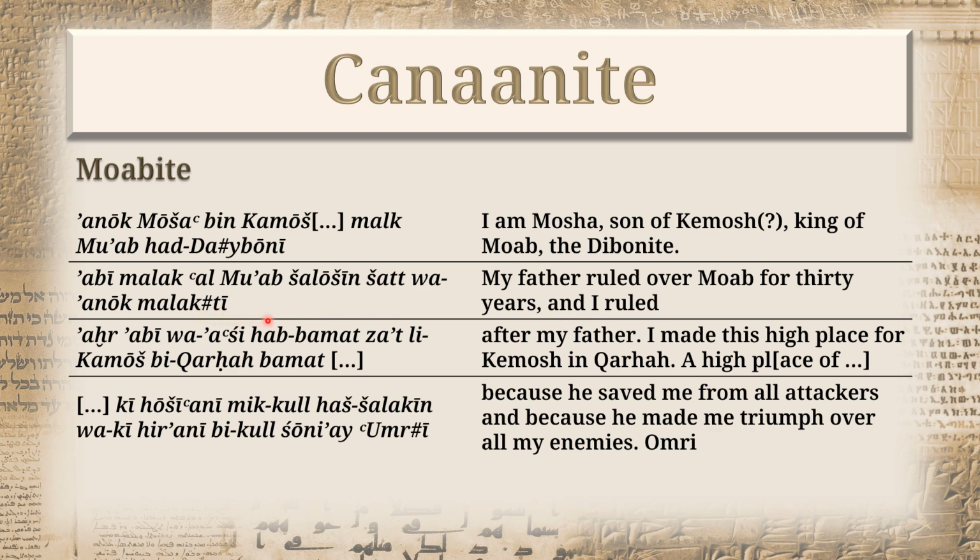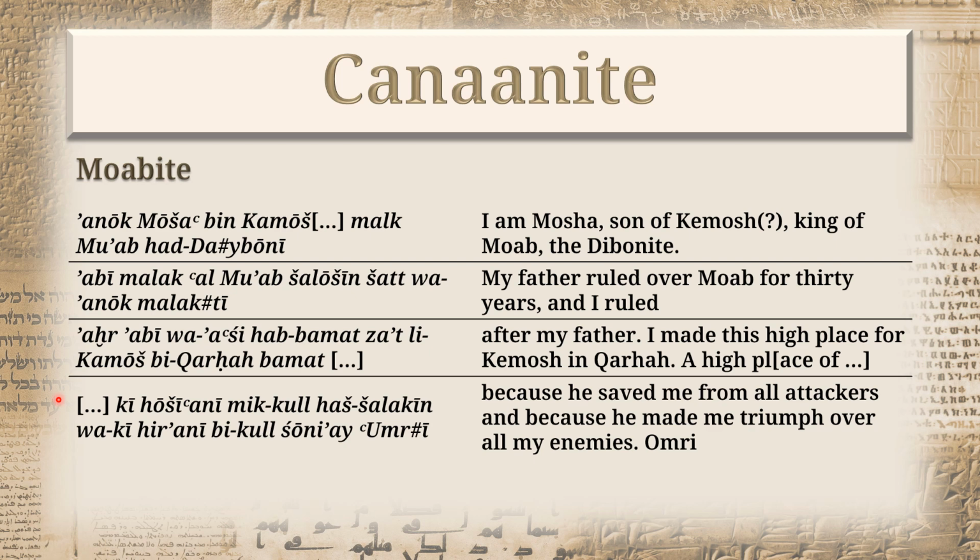Wa A'shi Habbamat Zat, and I made this high place Likamosh Biqarha, for Kamosh in Qarha, Bamat something, so a high place of something. We don't know exactly what's missing here. The next line begins with Shin and Ain, so it could have been Bamat Moshe, which wouldn't only mean a high place of Moshe, but the name Moshe also means salvation, so maybe a high place of salvation. Yeah, but again, the original copy is not sufficient there, and the original piece is missing.